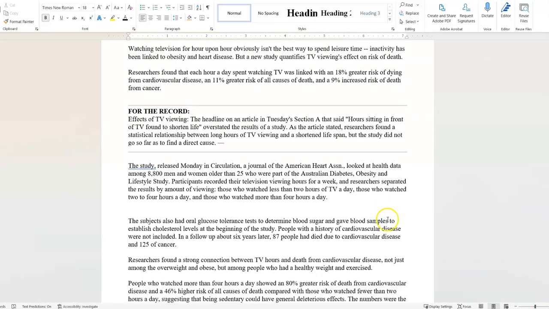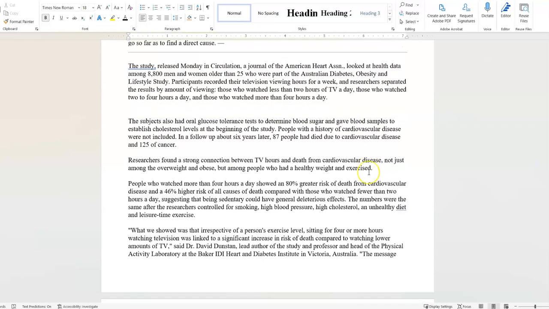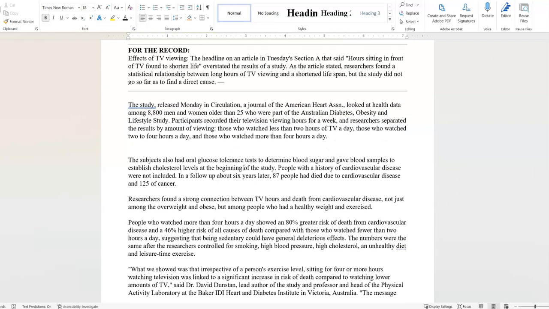Study, and the subjects were given a test just to determine their blood sugar and then blood samples. And so for one thing, right away, you can see the first thing they say is that this is a study. They don't say an experiment. They say this is a study. That's a good clue. Secondly, people with heart and cardiovascular disease were excluded.